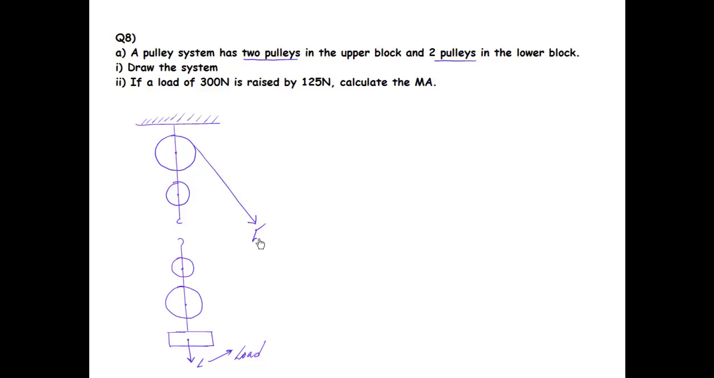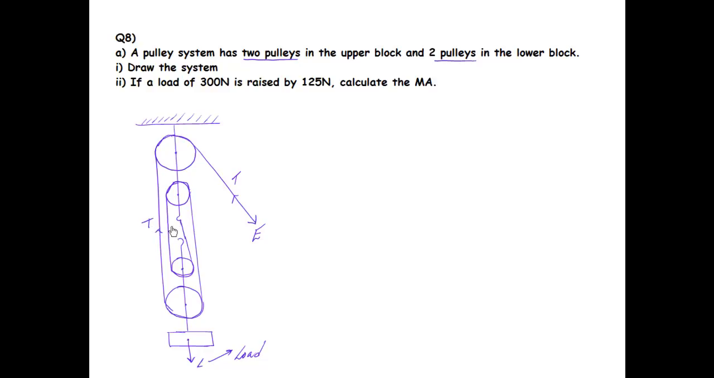It's always easy to draw the diagram starting from the effort. So from the topmost pulley, the string will go to the lowermost pulley, and then to the pulley 1 below the topmost one, then one above the lowermost one. And finally, since we don't have any more pulleys, the string will go to the hook. As I can say, it is being tied to the upper hook.